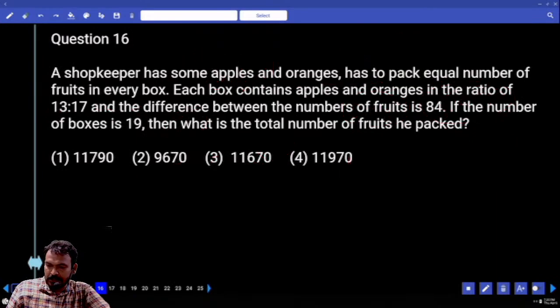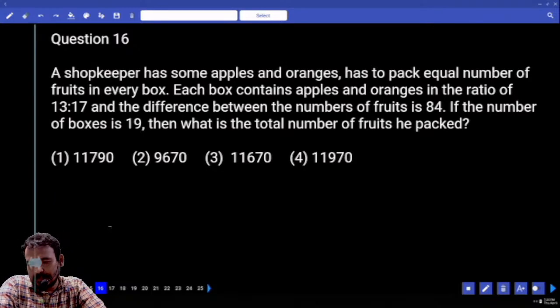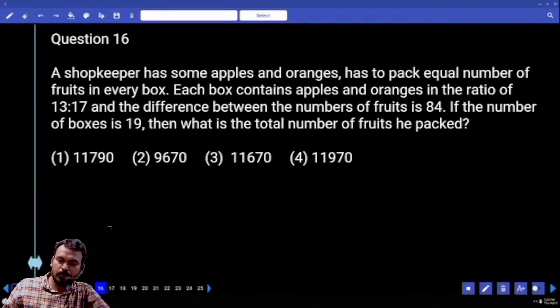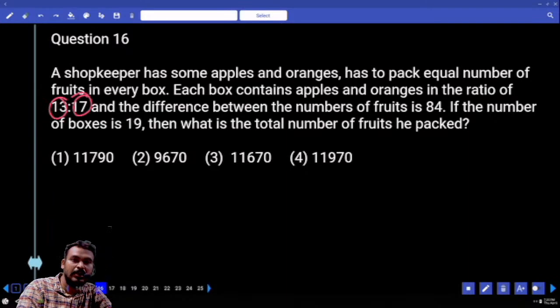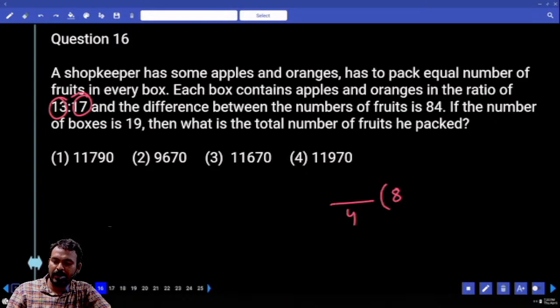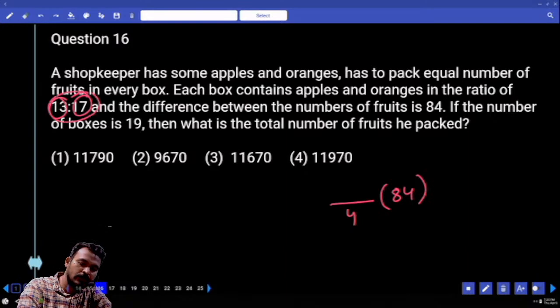Question number 16. A shopkeeper has some apples and oranges and packs an equal number of fruits in every box. Each box contains apples and oranges in the ratio 13:17, and the difference between the number of fruits is 84. In each box, 13 and 17 are the parts. The difference is how many parts? 4 parts. In place of 4 parts how much value is given? 84.